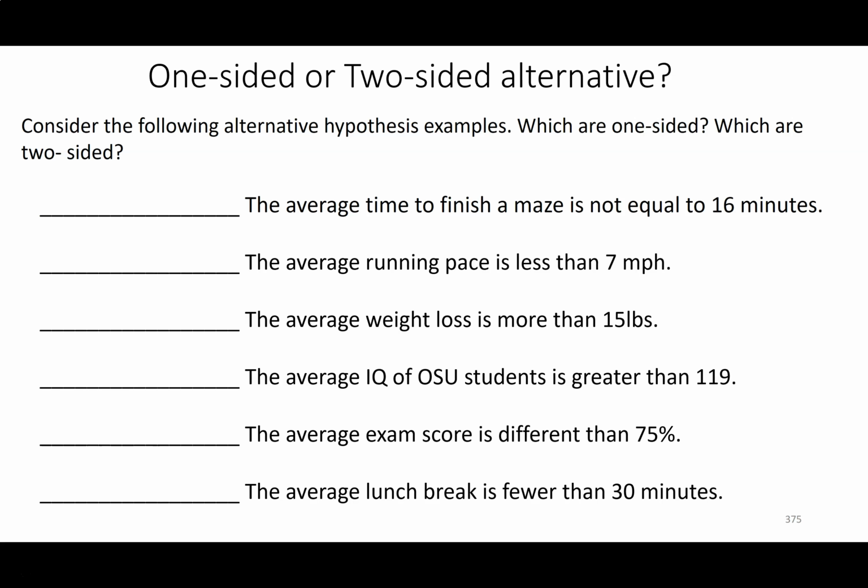Okay, so here, one-sided or two-sided alternative. We want to read each line and decide one-sided or two-sided. So the first one, the average time to finish a maze is not equal to. So is not equal to should make me think two-sided.